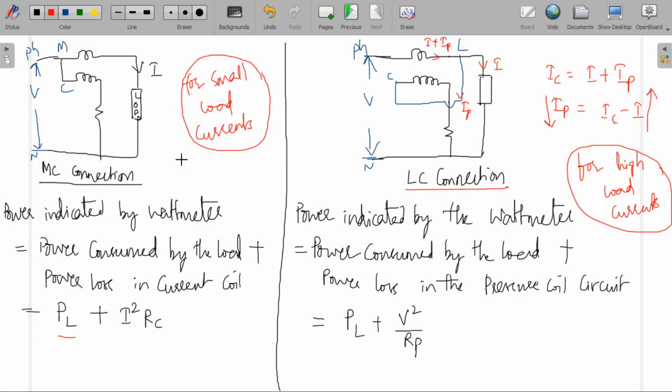This is for light load current, this is for high load currents. This connection is preferable for high load currents. This connection is preferable for small load currents.